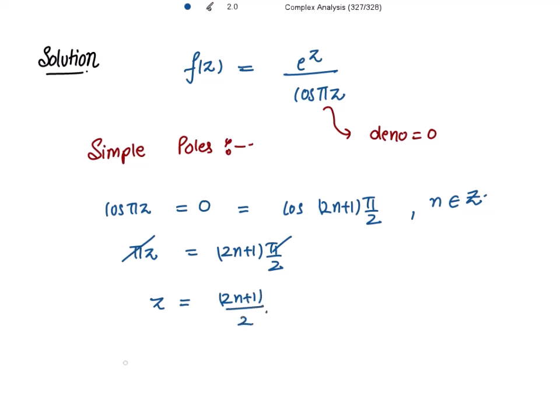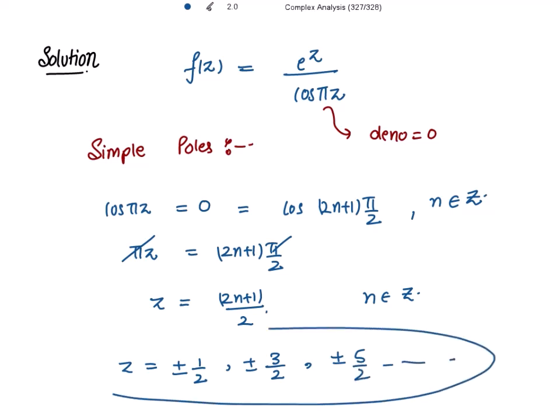When putting n equal to 0, we get z equal to 1/2, but I am writing plus-minus here because n belongs to the set of integers. Now putting n equal to 1, we get 3/2, again plus-minus because n can be 1 and negative 1. Similarly, putting n equal to 2, we get plus-minus 5/2, and so on. From these points, which points lie inside the given circle |z| = 1?